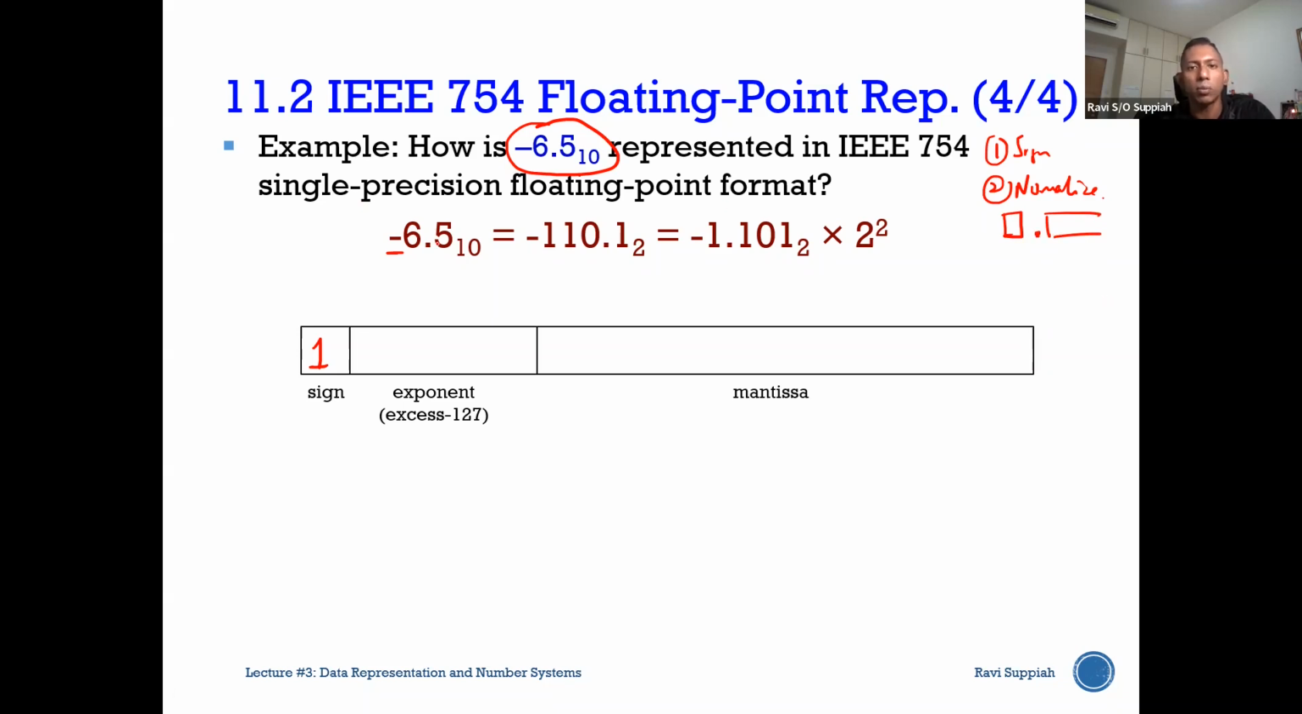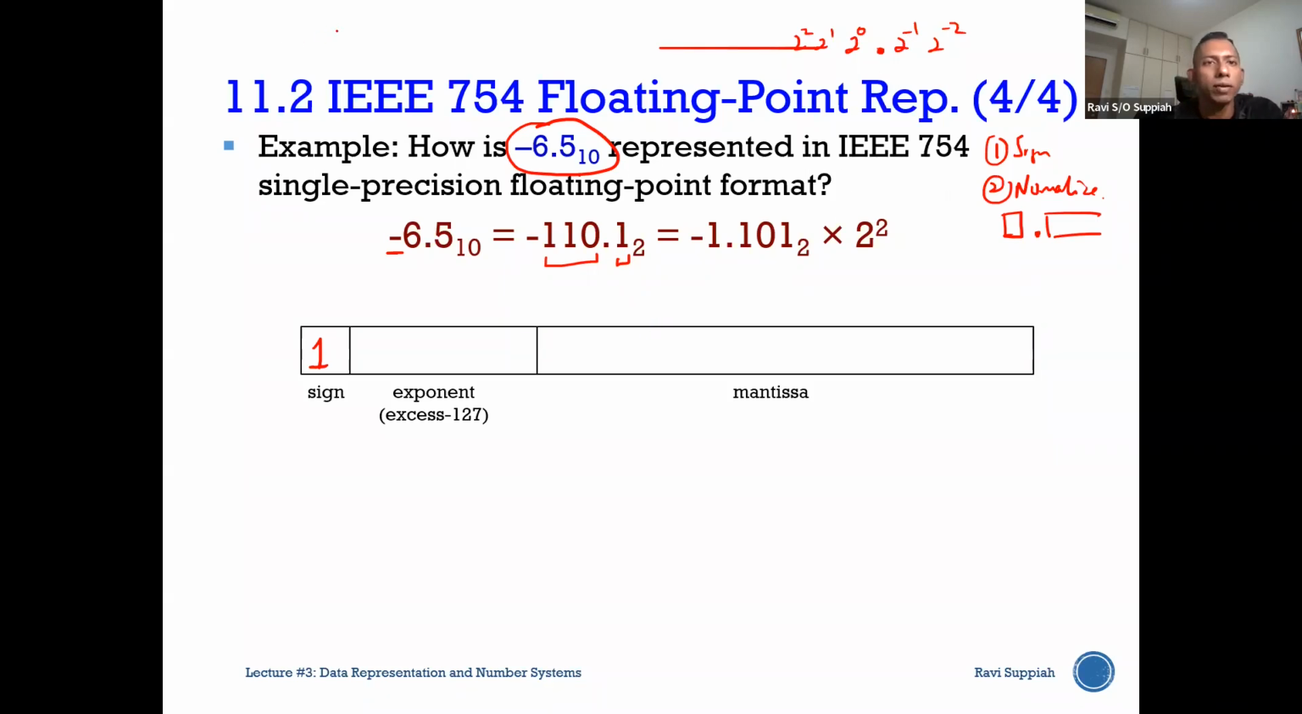Now, 6.5, how do you represent it in binary? The first thing is to convert 6.5 to binary. 6 is 110 and 0.5 is 1 here. If you don't remember, whenever you have a decimal point, to the left it is 2 to the power of 0, then 2 to the power of 1, 2 to the power of 2, and so on. To the right it is 2 to the power of -1, -2, and so on. 0.5 is half, so it is 2 to the power of -1. That is why this bit is 1.